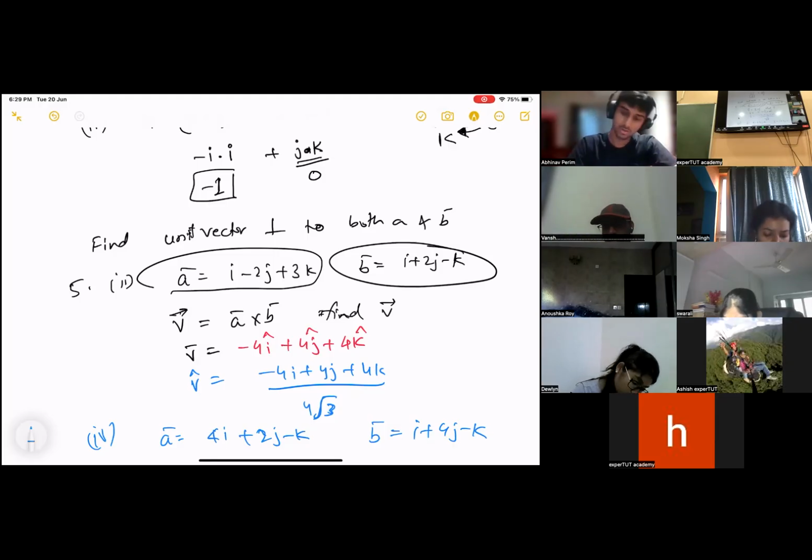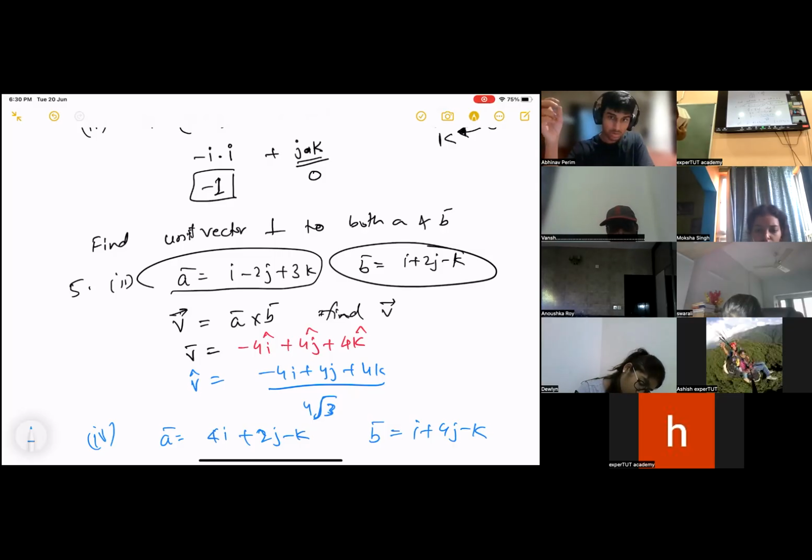The answer of the fourth part of the fifth question is 1 over root 209, and then you have 2i plus 3j plus 14k. Can you see 4, 2, minus 1 and 1, 4, minus 1? What's wrong?